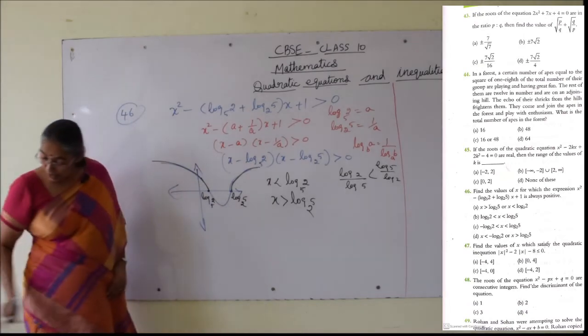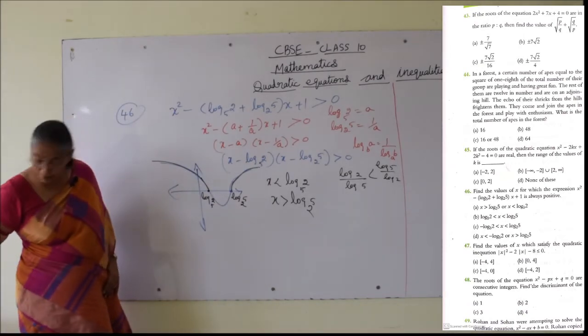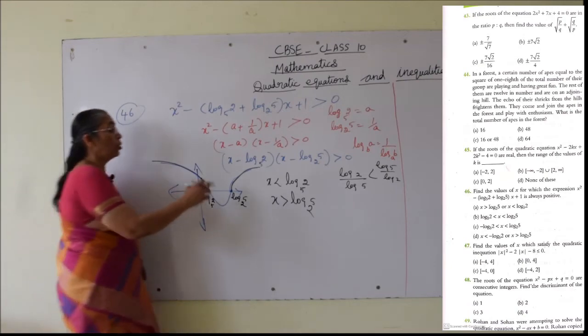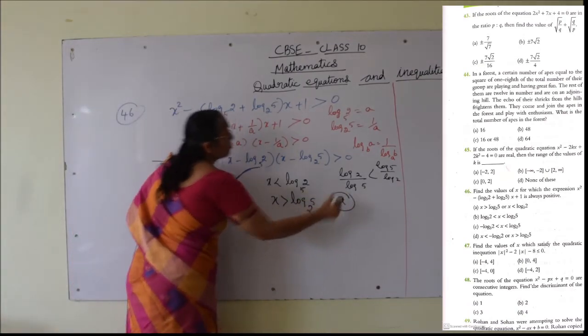The options are: x is greater than log 5 base 2, x is less than log 2 base 5. So, option A. Okay, children.